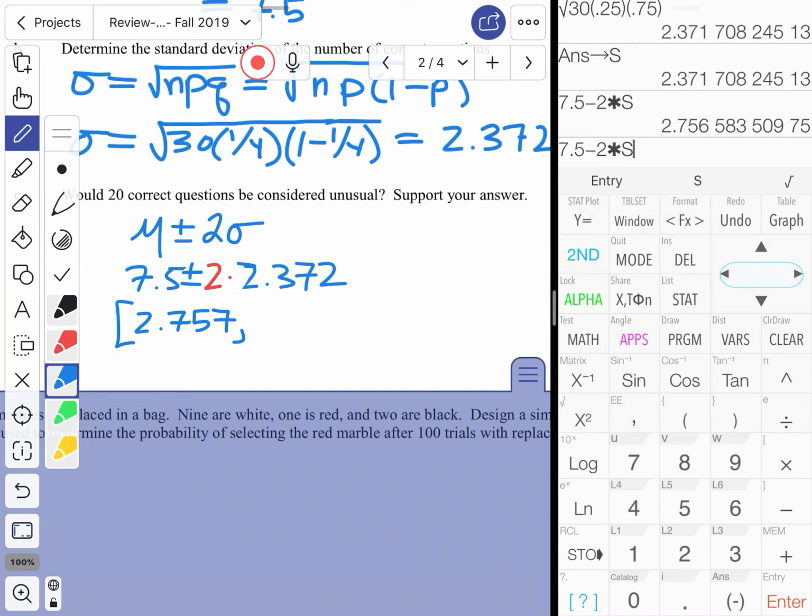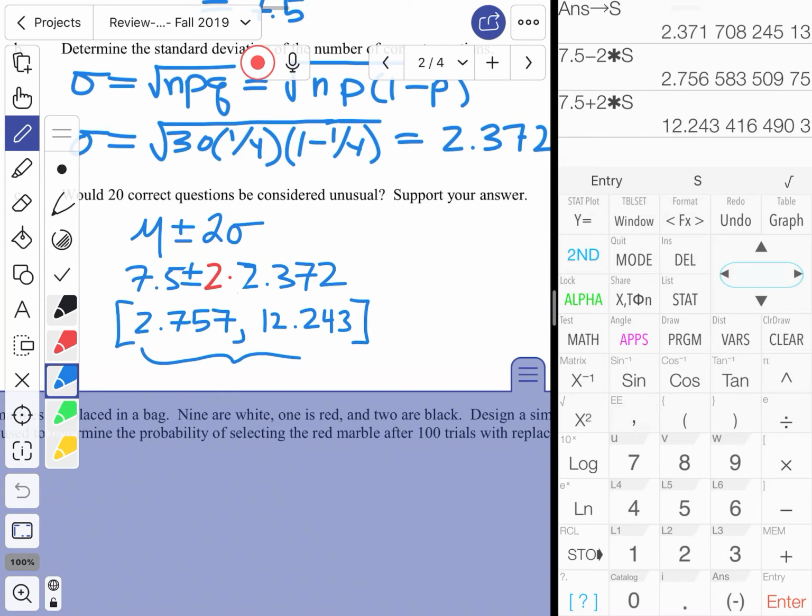And then second enter to bring up that previous computation. Delete. I'm going to insert, so second delete. I'm going to insert a plus sign. That gives me my high bound. So 2.243. Oh, I'm sorry, 12.243.